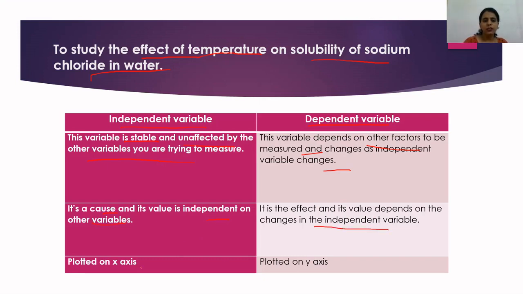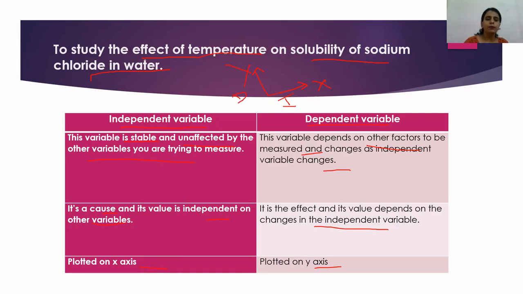And independent variables are always plotted on the x-axis and dependent variables are always plotted on the y-axis. Okay, so if you have a graph, remember that the horizontal axis is the x-axis and the vertical axis is the y-axis. Independent variables are always plotted on the x-axis and dependent variables are always plotted on the y-axis.